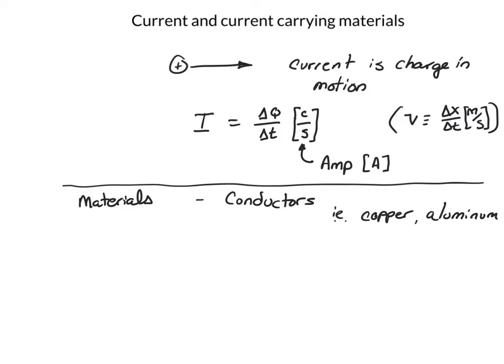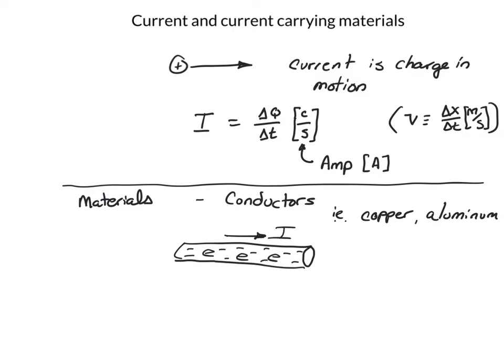So in the picture that we have, if you have a wire of copper, for example, then the charges that are free to move are the electrons. So it's the negative charge, if you will, that is free to move. The positive charge is in the nucleus. Those aren't moving in the conductor. But if I get that charge to move, that's current.